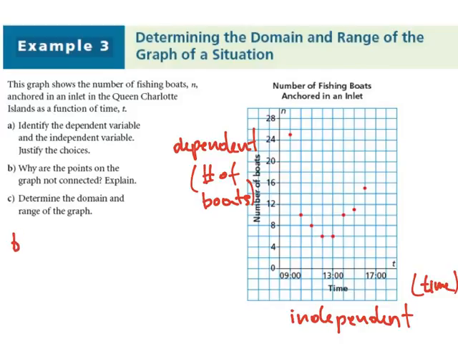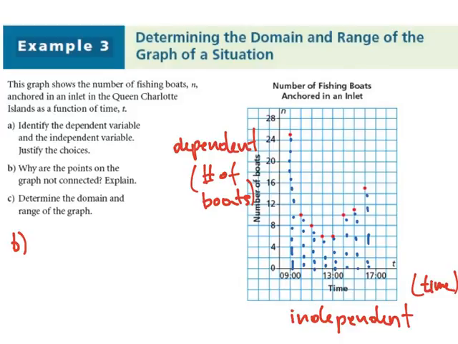That is because the time that we measured is discrete. That means we counted the number of boats at a specific time. For example, we count the boats at 9, at 10, at 11, at 12, at 1 p.m. or 1300, at 1400, 1500, 1600. So every hour we counted the number of boats.